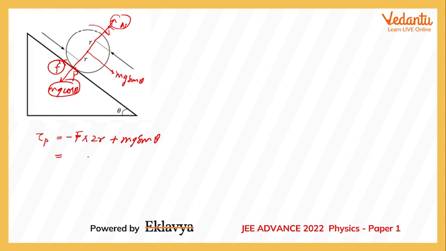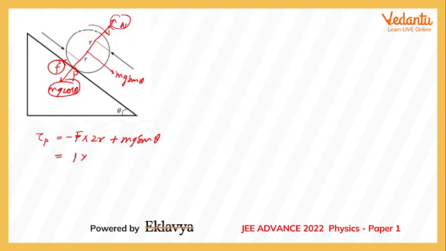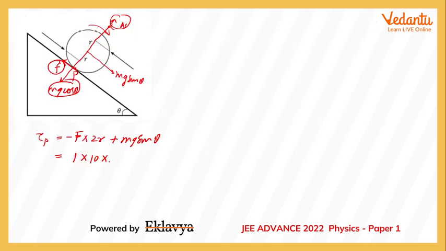Let's put the values now. Mass was given to be 1, so I'll substitute 1. G is given to be 10, so I'm going to substitute 10. Theta is given to be 30 degrees, so sine theta will become half. I missed the value of r here; r should also be present, and r is given to be 1. Minus F is again given to be 1 and 2R is 2 times 0.5... so this torque becomes 5 minus 1, that is equal to 4 Newton meter. So that is the value of torque.